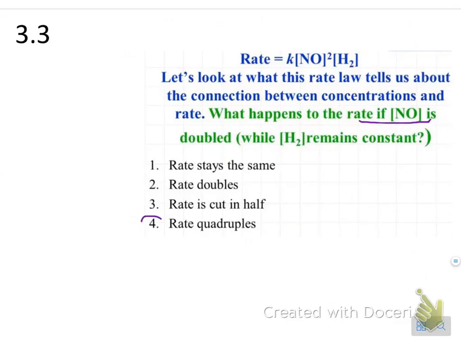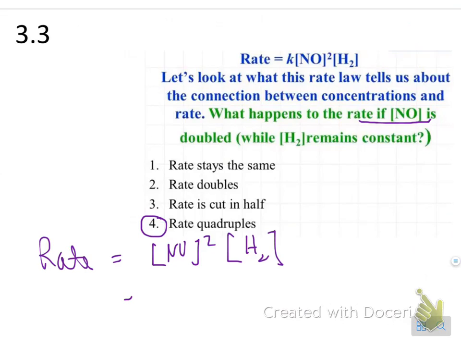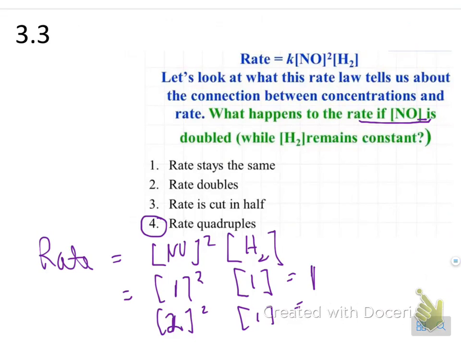Okay, so if you said the rate quadruples, you were correct. So if we again use just some simple numbers, and in the first case we say that this is NO squared and H2, and if we say NO is doubled, we're going to start with the value of 1 and we're going to change it to 2, right? Both of these will be squared, and the value of H2 remains constant in this case. If I multiply those out, here my value is 1, and here it's 2 squared, which is 4 times 1, or 4. So my rate quadrupled. Okay, we're going to stop right there.